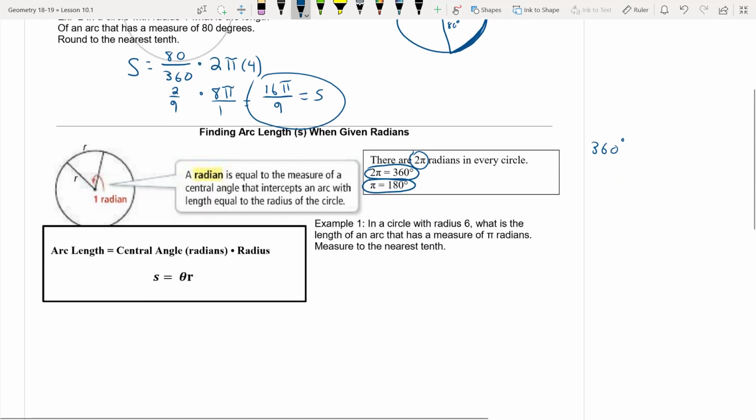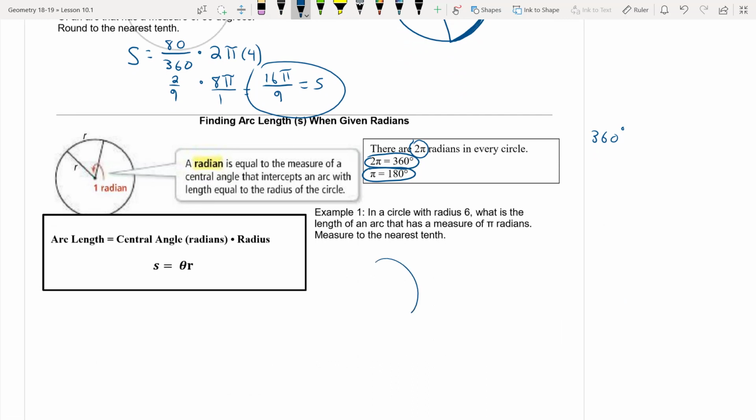So if I'm looking at this example here, they gave us a circle with a radius of 6, and they want to know what's the length of an arc that has a measure of pi radians. So we know pi is equal to 180 degrees. So I'm going to take that and plug it in for my theta, and my arc length is going to be pi times my radius, which is 6. So my arc length is just going to be 6 pi.